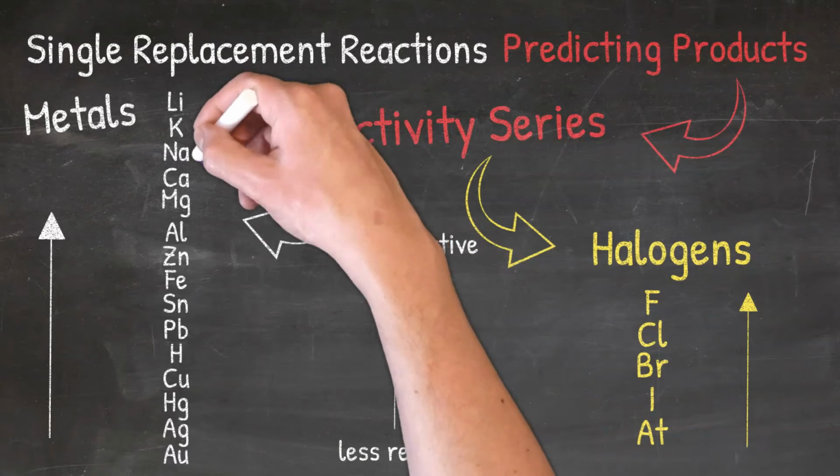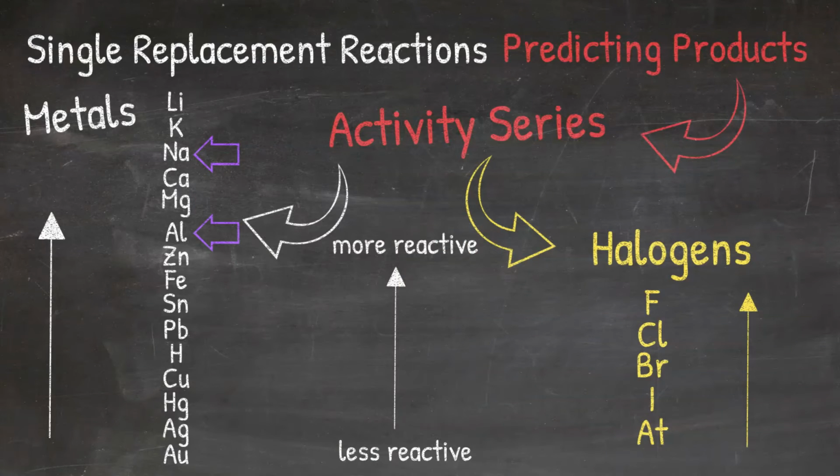So if I compare sodium and aluminum, I can see that sodium is above aluminum. This means that sodium is able to replace aluminum in our single replacement reactions, but aluminum is not able to replace sodium. Let's look at some examples now so we can better understand how to use the activity series to predict the products of single replacement reactions.